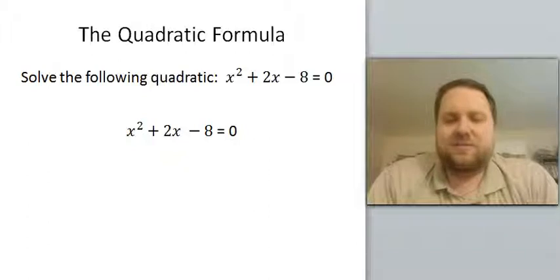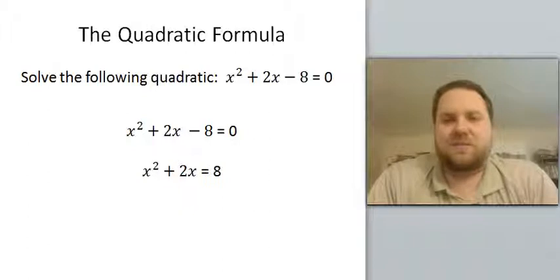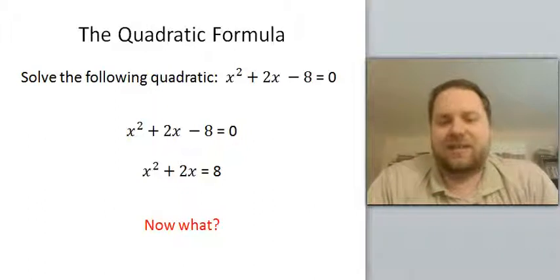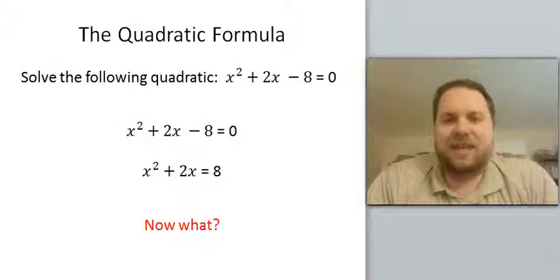So we add 8 to both sides, and now we get x squared plus 2x equals 8. And remember, we're trying to get the x by itself, and now what? There's no way to do that. There's no way to get just x's on one side because we have that x squared and the x term both over there. So we cannot use that technique that we learned last time. It's completely useless in this situation. So we need something else.